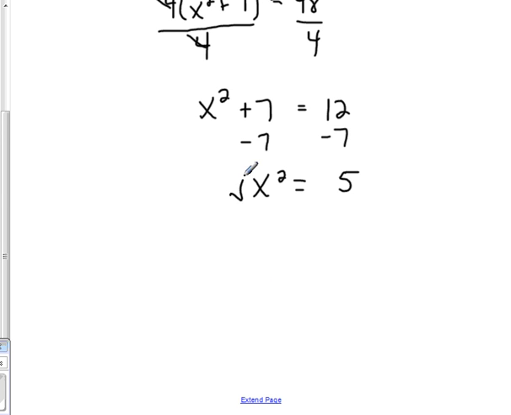And then if I square root both sides, I get x equals plus or minus. Remember, there's two answers. And then it's just square root of 5. We're not going to punch that in our calculator and figure out what decimal it is. At this point in your math career, you just write it as square root of a number. So it's just x equals plus or minus square root of 5. Okay, so there is your intro to quadratics.